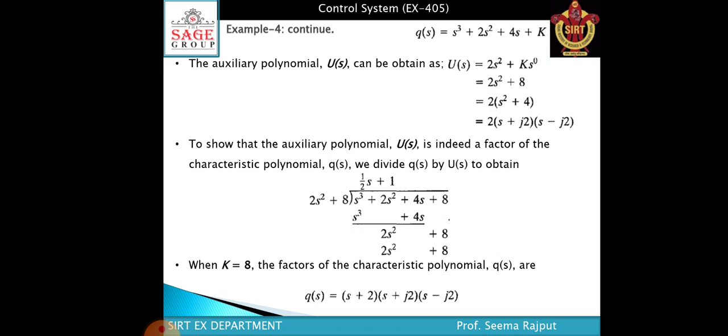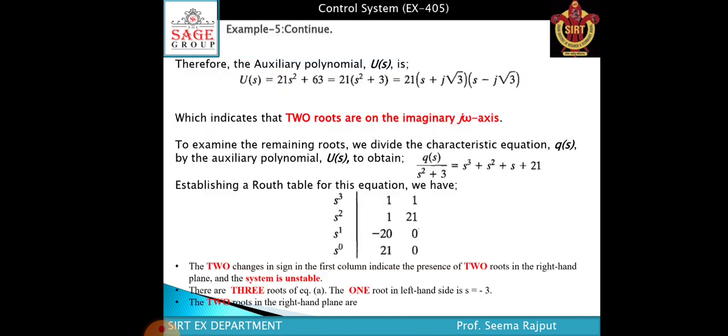To show that the auxiliary polynomial U(s) is indeed a factor of the characteristic polynomial Q(s), we divide Q(s) by U(s) to obtain. So we have to solve this with putting the value of k equal to 8. So the value of k equal to 8, that is 2s square plus 8. So we divide Q(s) by U(s) to obtain, that is s cube plus 2s square plus 4s plus 8. So we solve this, and when k equal to 8, the factors of the characteristic polynomial Q(s) are Q(s) equal to s plus 2, s plus j2 and s minus j2.